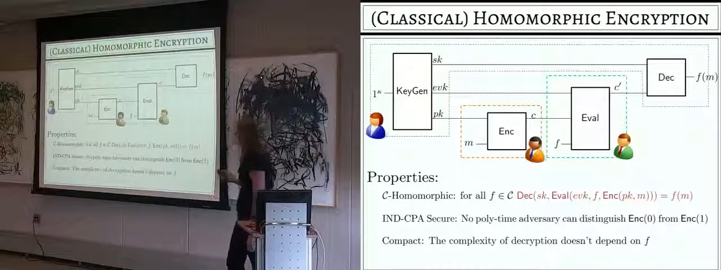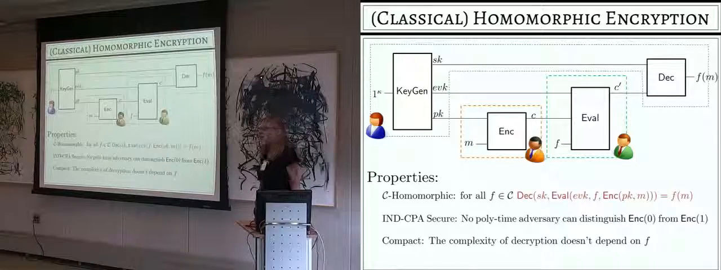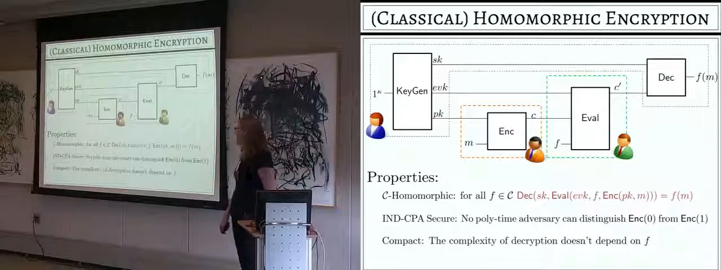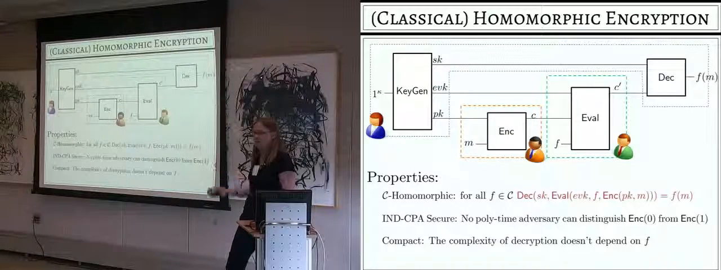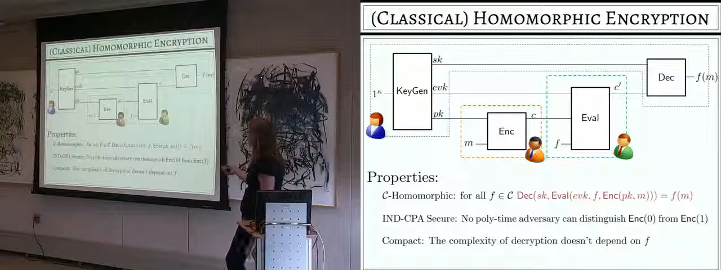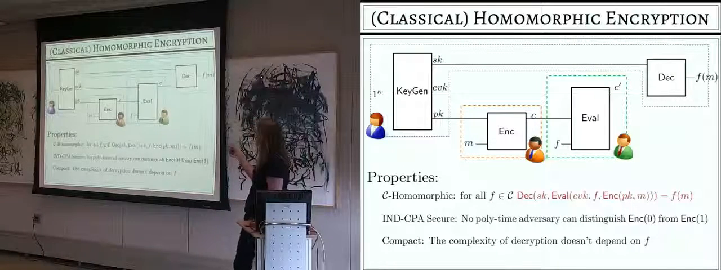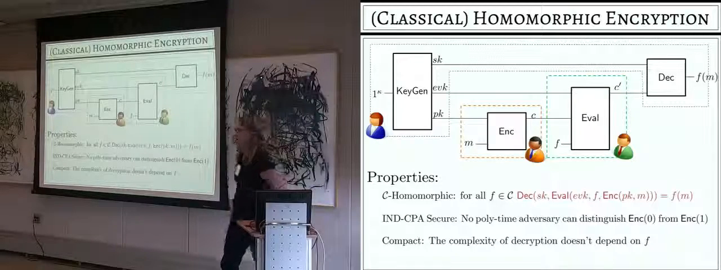So this sort of motivates our third property, which is called compactness. We say that a scheme is compact if the complexity of the decryption procedure does not depend on the F that has been evaluated. Certainly this evaluation procedure should be as complex as this circuit here, but the decryption procedure's complexity should be independent of this complexity.